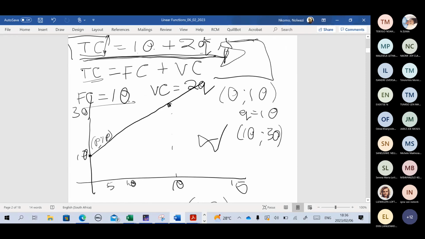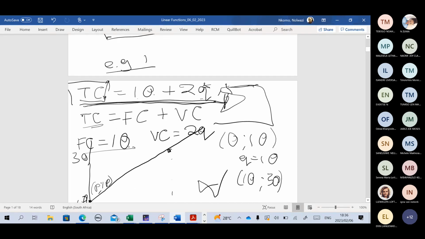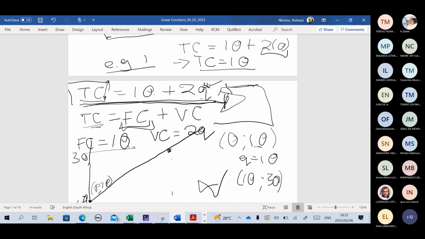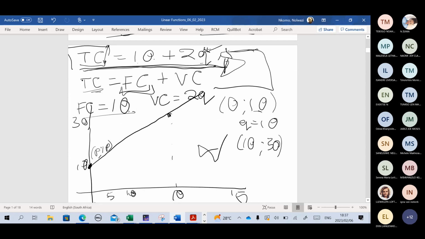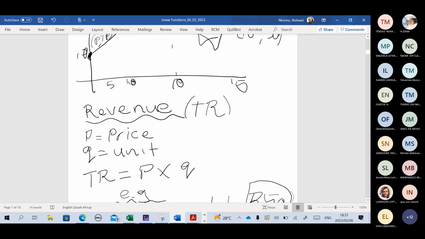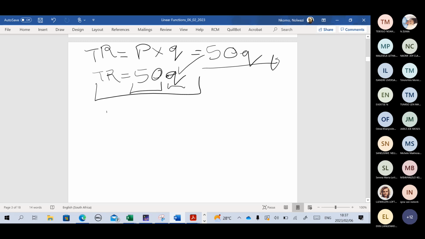Because going back here, that's how we find the vertical intercept, which in this case was the fixed cost, because we let Q be 0, and when Q was 0, our total cost was 10, right? Which is this, because we had TC is equal to 10 plus 0 times 2, and this is 0. So this means the total cost is 10, which was the vertical intercept here.